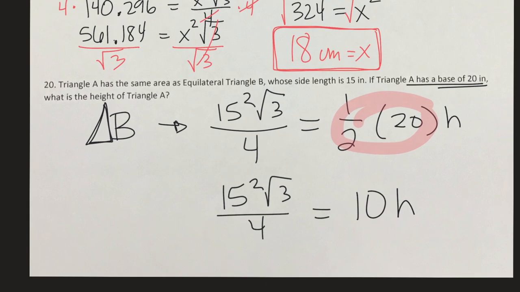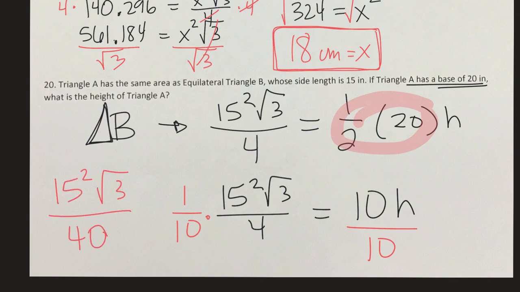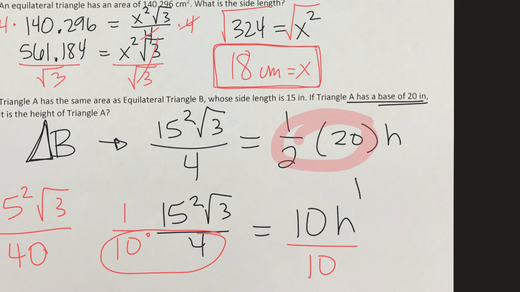So how do I solve for h? Divide by 10, in other words, multiply by 1/10. So let's put this all in your calculator: 15 squared root 3 over 40, because 10 times 4 is 40. Slap that all in your calculator. 15 squared is 225 times root 3 divided by 40, and I get a height of 9.743 inches.